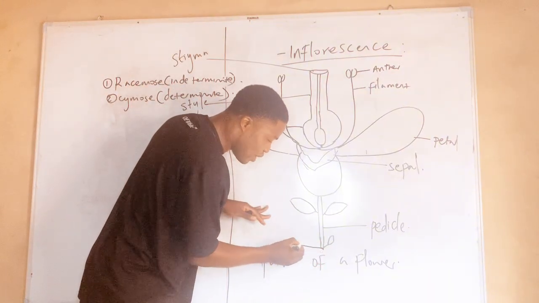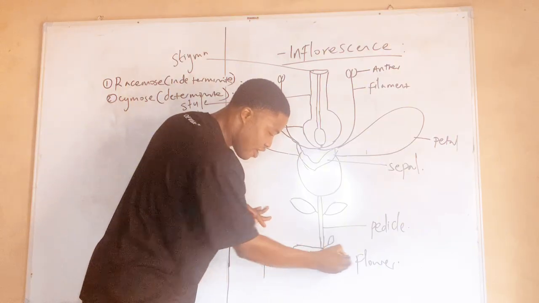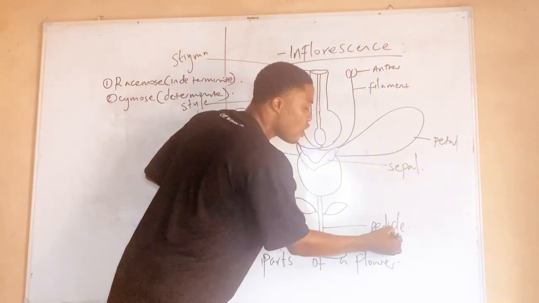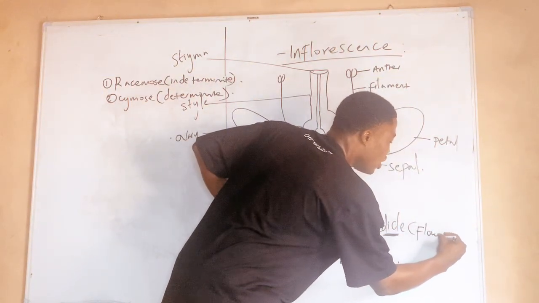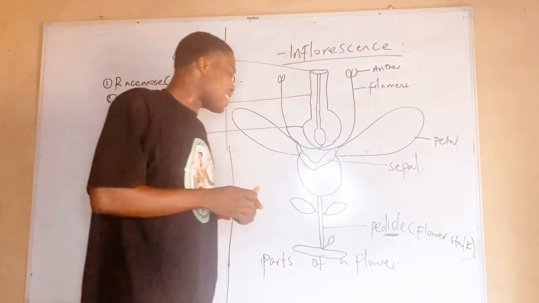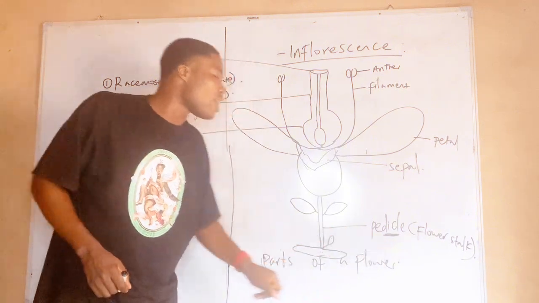So let's say this is the peduncle, the primary axis. Now the flower is attached to the peduncle using what we call a flower stalk, or pedicel. So the pedicel is called a flower stalk. All right, so the flower is attached to the peduncle using a pedicel, or what we call a flower stalk.